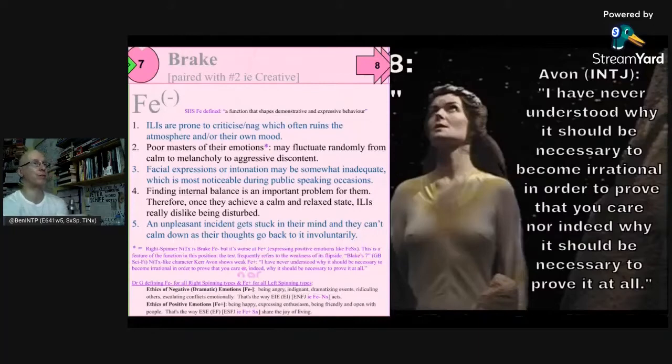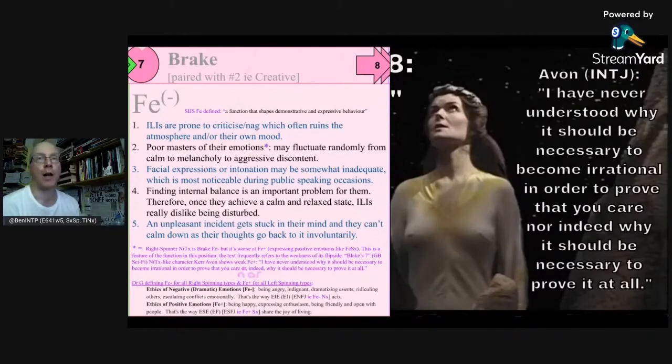And then that's the comeback. I've never understood why it should be necessary to become irrational. So to him, showing emotion is becoming irrational. So, a complete opposite point of view from ESFJ, which is like showing the warmth and reciprocating the warmth.